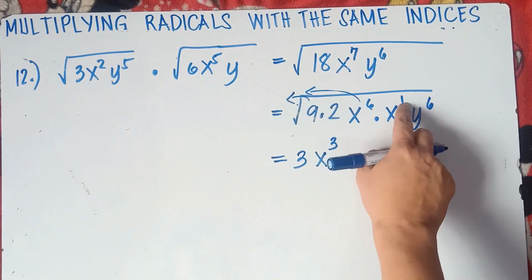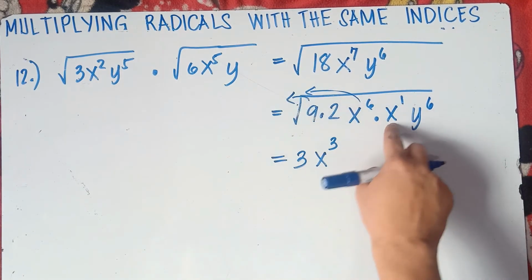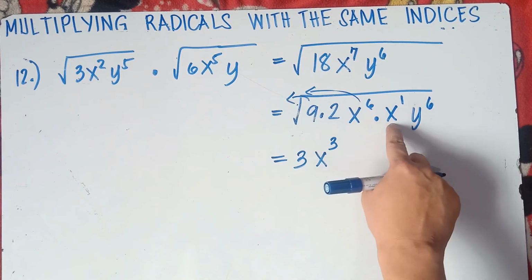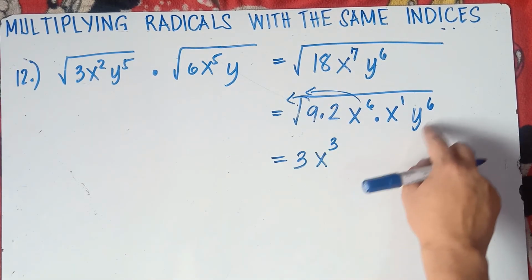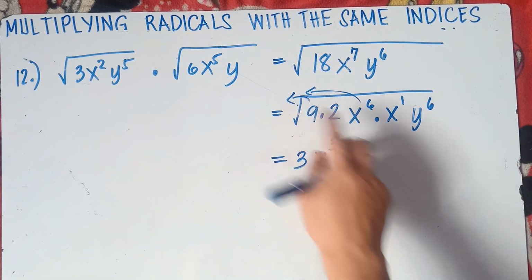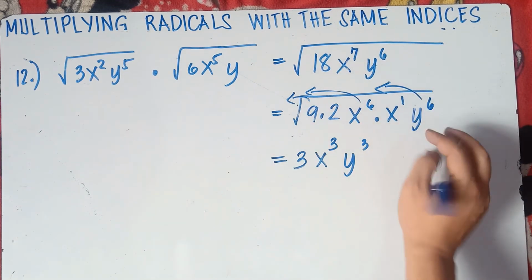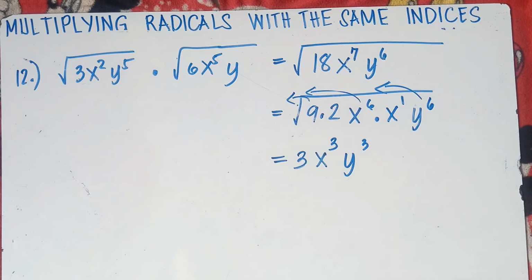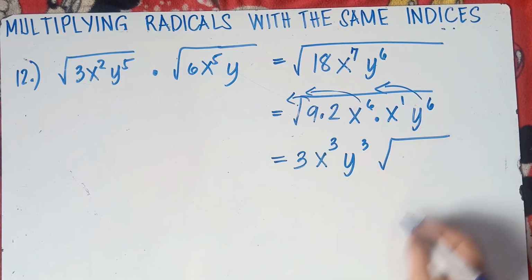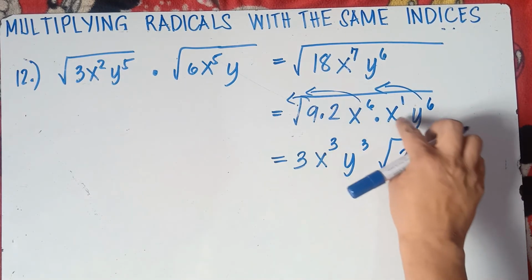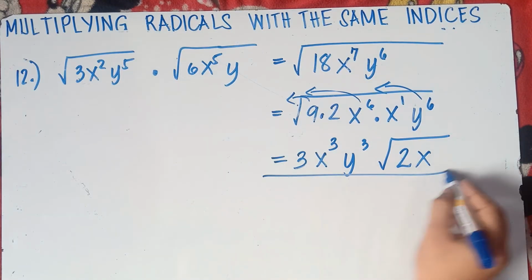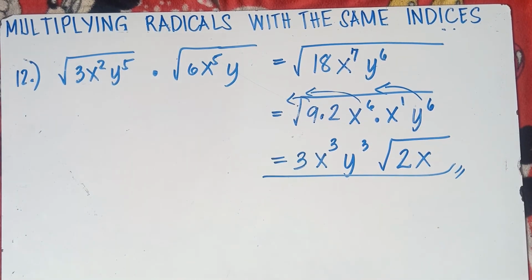For x raised to the power of 1, we cannot divide 1 by 2. So x will remain inside the radical symbol. For y raised to the power of 6, we can divide 6 by 2. So we have y raised to the power of 3. You put it outside the radical symbol, class, since we can divide 6 by 2. And the square root of 2 will remain, as well as x. That's it, class. This will be our answer for number 12.